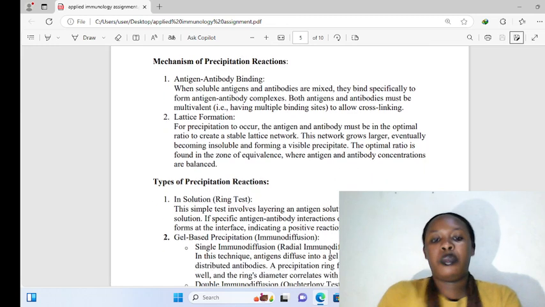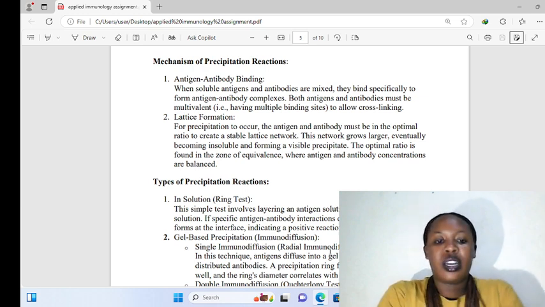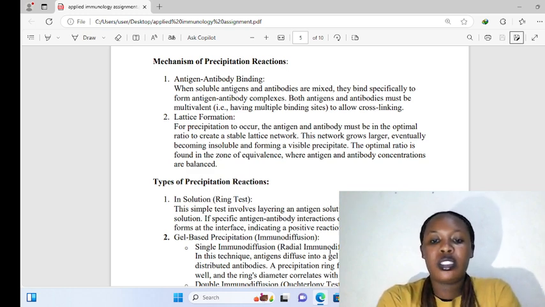Mechanism of precipitation reaction. The first one is antigen antibody binding. When soluble antigen and antibody are mixed, they bind specifically to form antigen antibody complex. Both antigen and antibody must be multivalent, meaning having multiple binding sites to allow close linking between them.